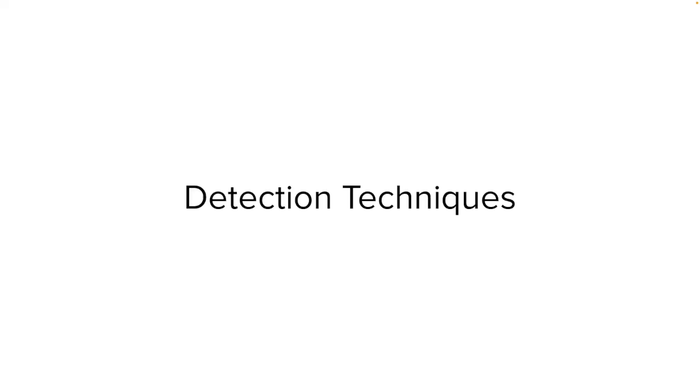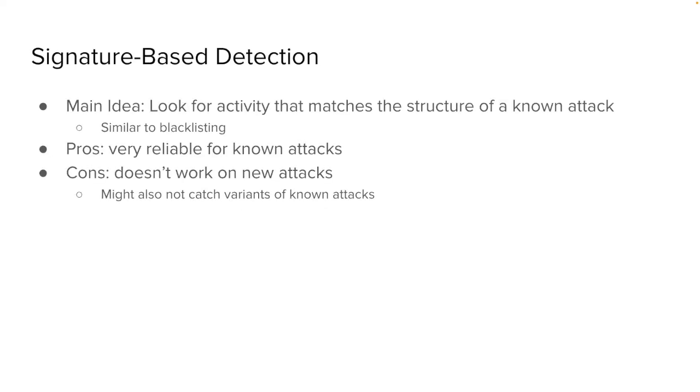And for detection techniques, we do have a bunch of them. For example, we have signature-based detection. The idea is that you look for activity that matches the structure of a known attack, similar to blacklisting. The nice thing is it's very reliable for known attacks. The downside is that because it's signature-based, whenever there's an attack with a slightly different signature, you might not be able to catch it.